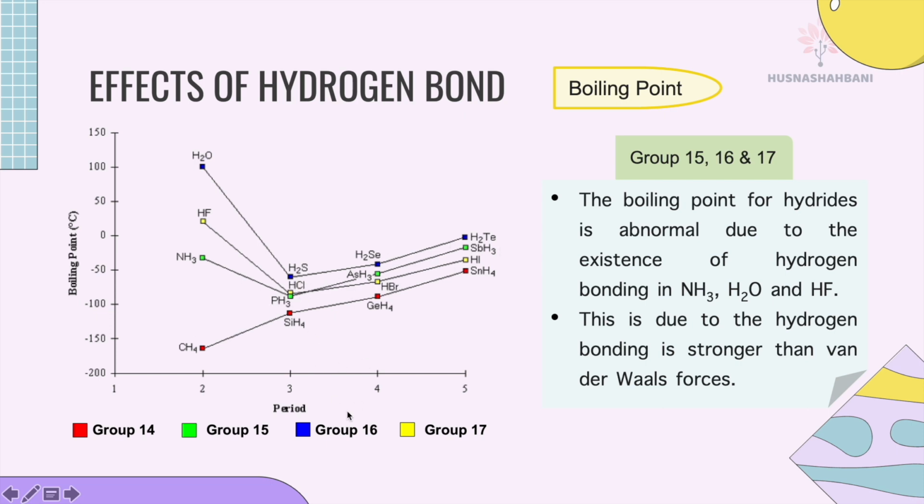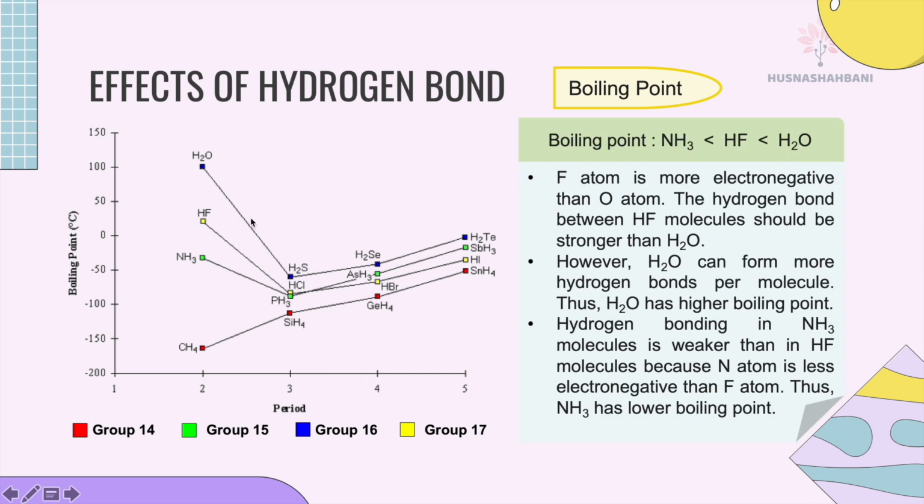Same goes for group 16. For group 16 and 17, so this group 16, HF, HCl, HBr, HI, H2O, H2. The yellow one is group 17, the blue dot is group 16. Yellow group 17, blue group 16.